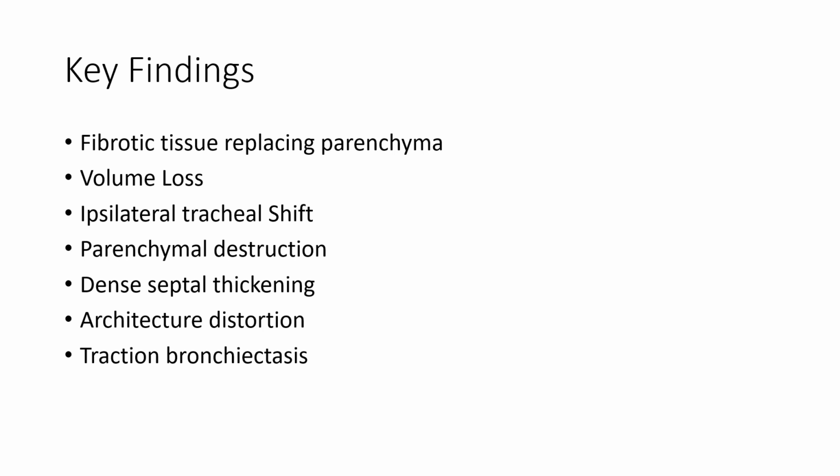There might be parenchymal destruction because of this, and the septal thickening will be there, which is quite dense, and there will be architectural distortion and traction bronchiectasis because of the pulling of the fibrotic bands. Sometimes even the diaphragm might be pulled up because of these fibrotic bands and volume loss.